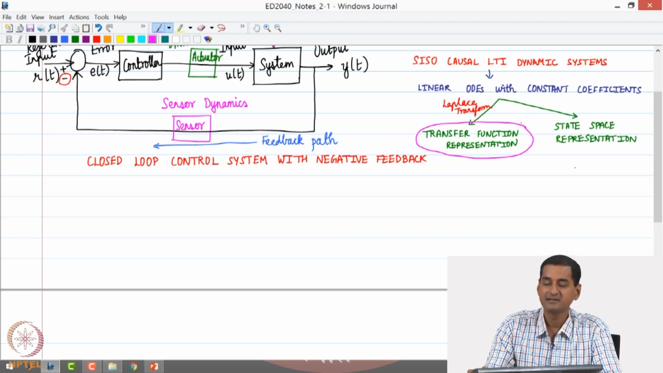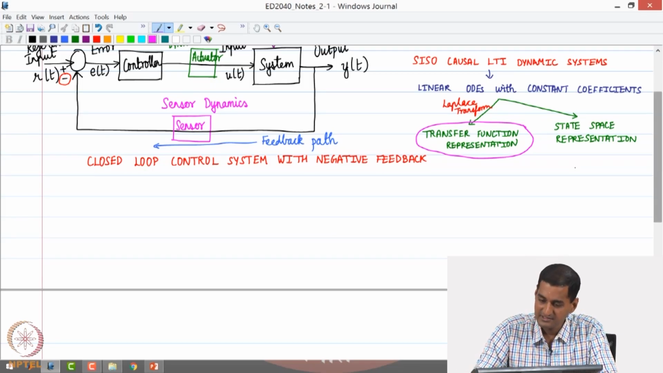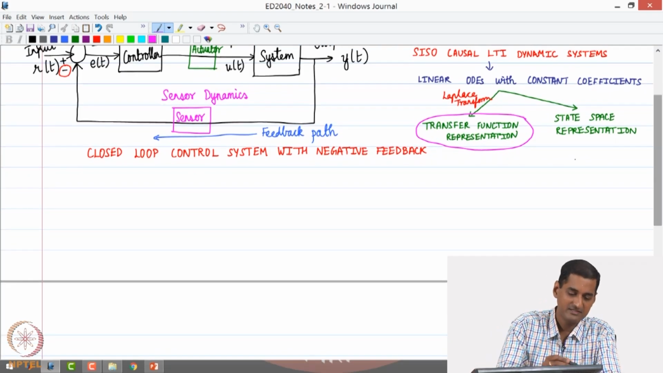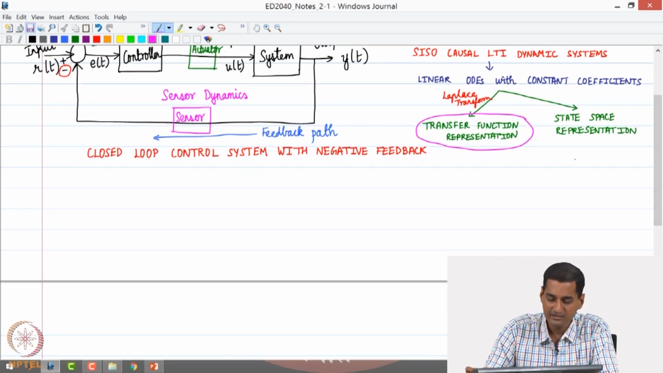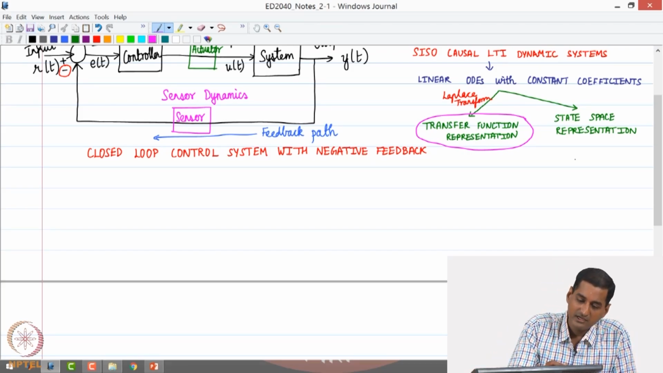All the analysis and control design is going to be done using the transfer function representation, okay. So, these are two common representations of this class of systems that we are studying in this particular course, okay. So, now there are a few more concepts that we would be discussing with respect to the general closed loop control system, okay. So, let me write down a set of points, okay.